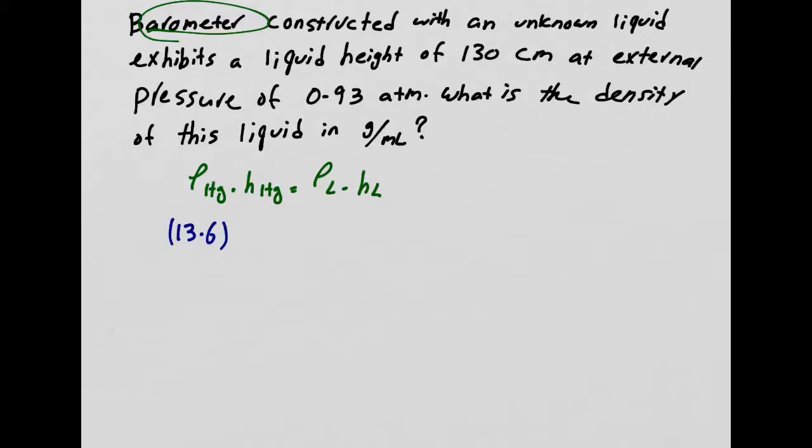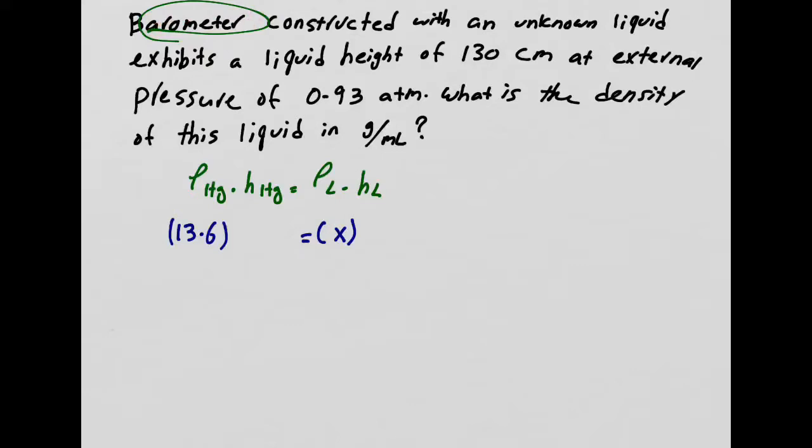Now, here they constructed a barometer with an unknown liquid that has a height of 130 centimeters at an external pressure of 0.93 atm. Okay. Now, they're asking what's the density of this liquid. So what I'm trying to figure out is the density of this liquid.